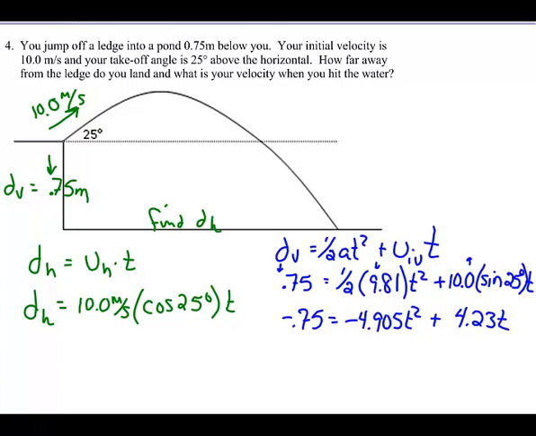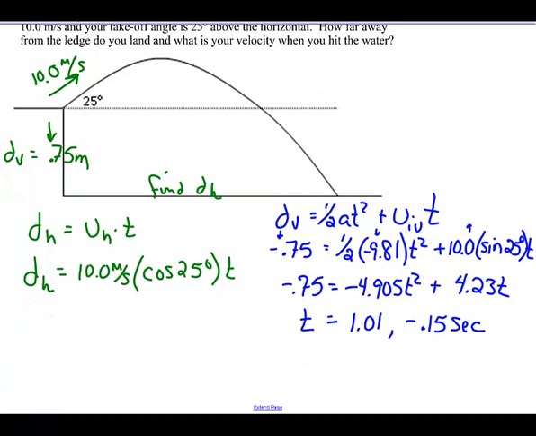So if I solve for sine of 25 times 10, I get 4.23. 1/2 times 9.81 is negative 4.905 because acceleration is acting down. dV is acting down. So I have it set up for a quadratic. Solve for time. I get 1.01 or negative 0.15 seconds. Only one positive time, so I can use that. I'm going to put it into my dH equation, and I can get horizontal displacement.